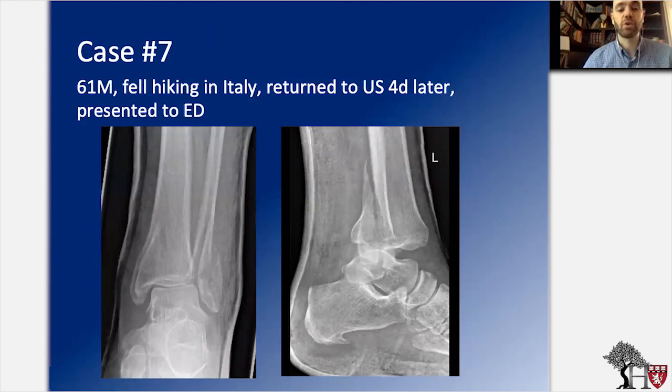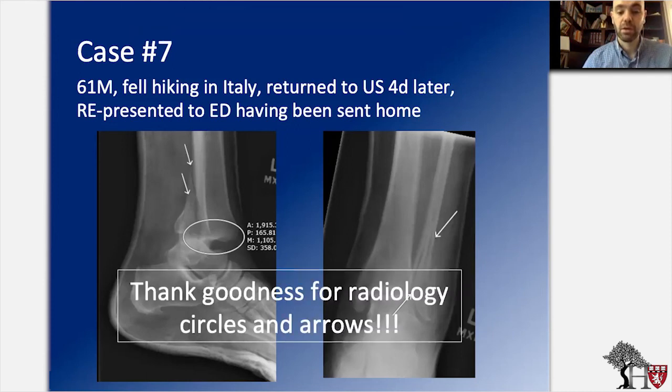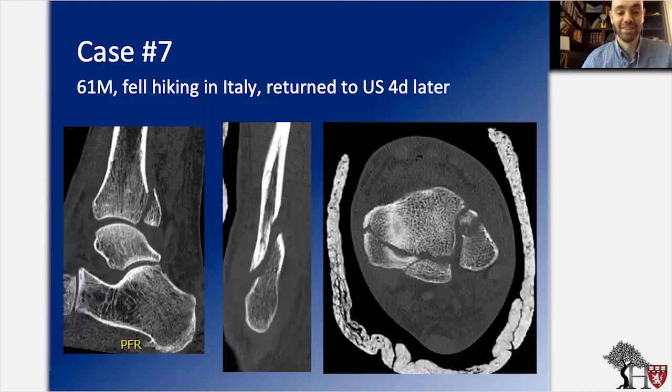This is a 61-year-old male who was hiking in Italy, returned 4 days later, and presented to the ED with these films, still dislocated. So he had self-dislocated at home. They had put him into place in Italy, and he self-dislocated. And then this was circles and arrows that we didn't put on. And so he was pulled back into place by one of our residents. And again, you see this posterior comminution.